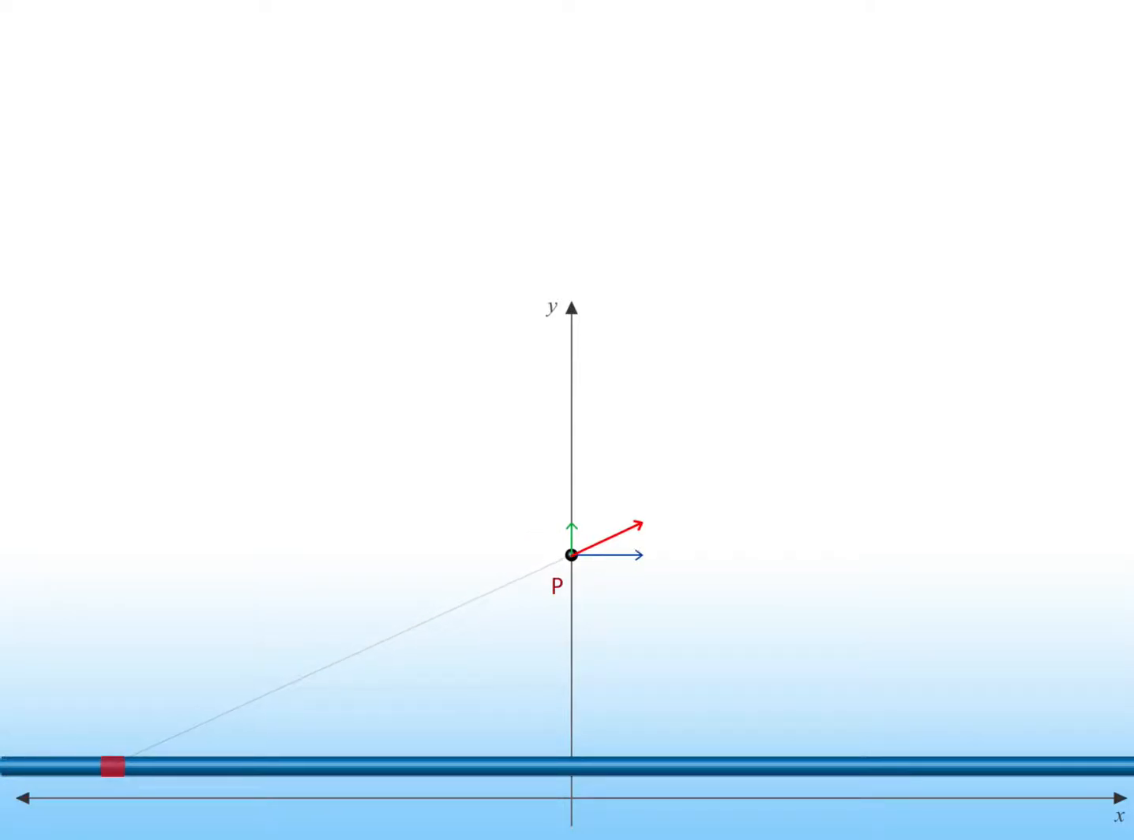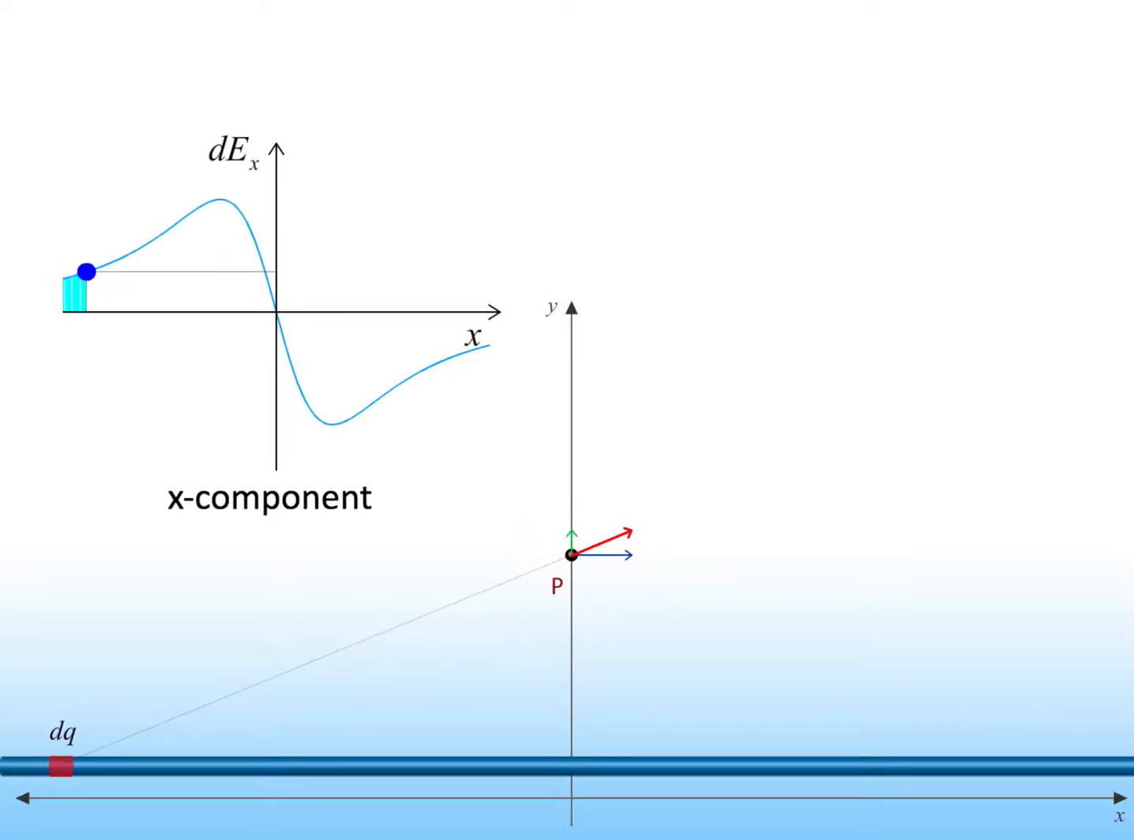Note that as we integrate from minus infinity to 0, the x component of the E field at P, the blue vector, points to the right. But once we pass 0 and move towards plus infinity, the x component of the E field at P points to the left. Here we see a plot of dE sub x, the x component of the E field at P produced by an element of charge dq located at position x.